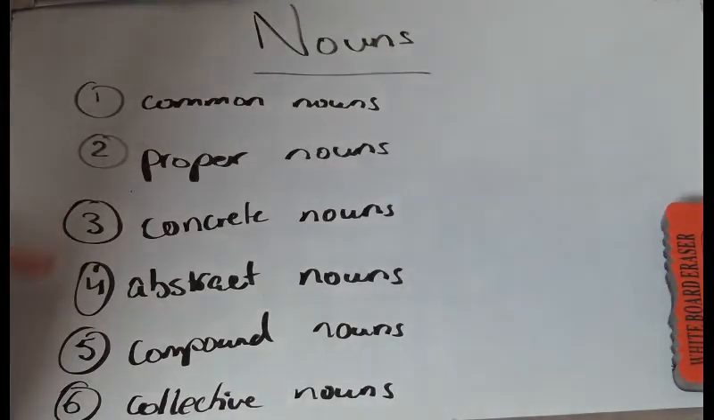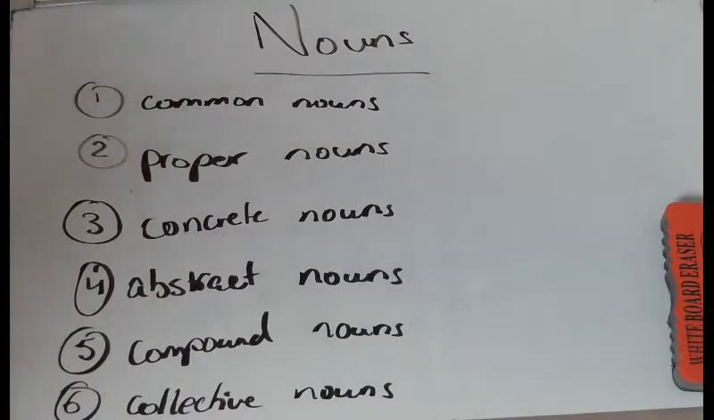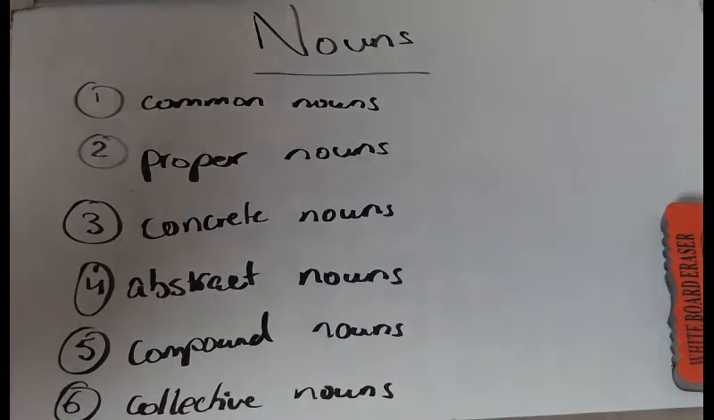I don't want to tell you or just say that the following nouns written on the board are types, but I like to refer to them as, let's say, parts. Okay, so we have common nouns, proper nouns, concrete nouns, abstract nouns, compound nouns, and collective nouns. I'm going to start to talk about common nouns because they are the nouns we use every day, and from their name, common nouns.